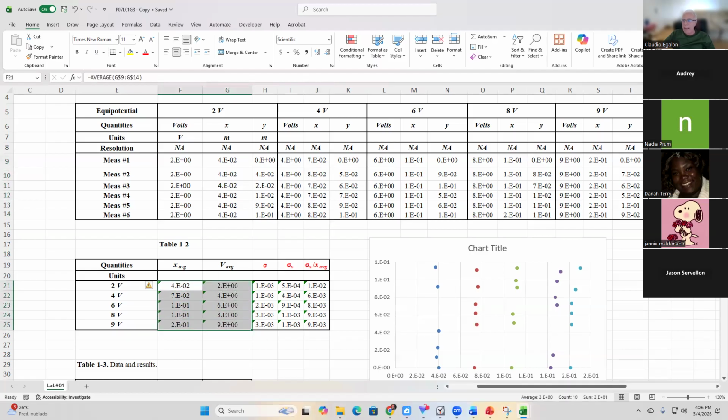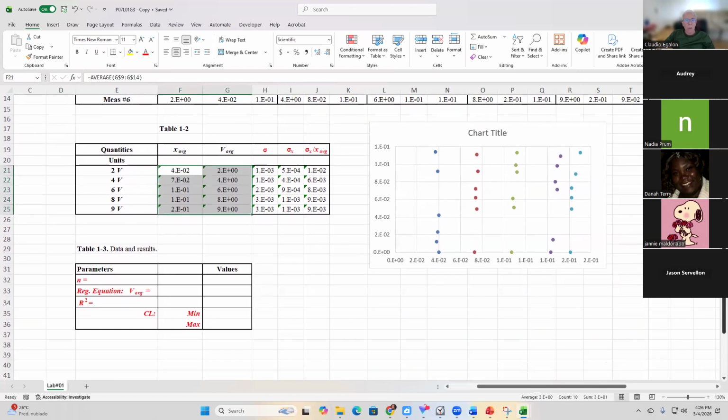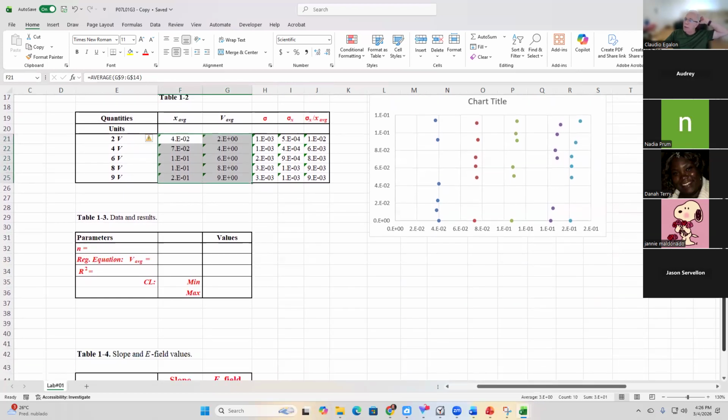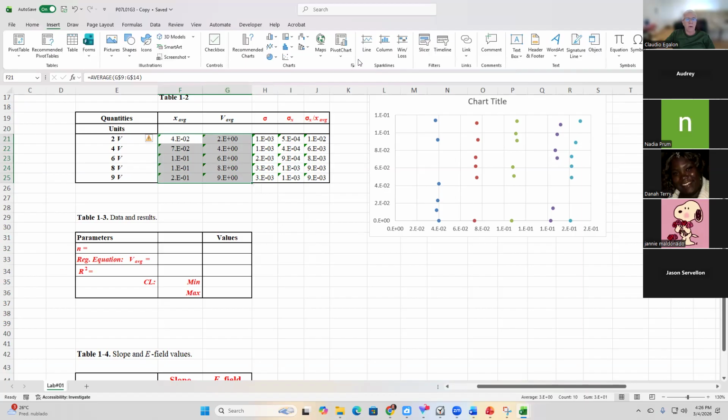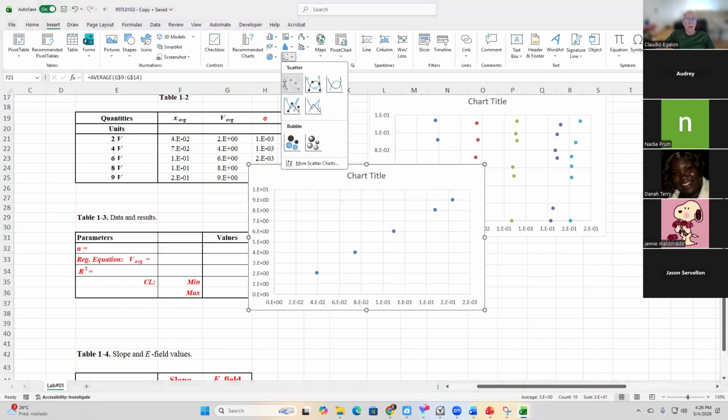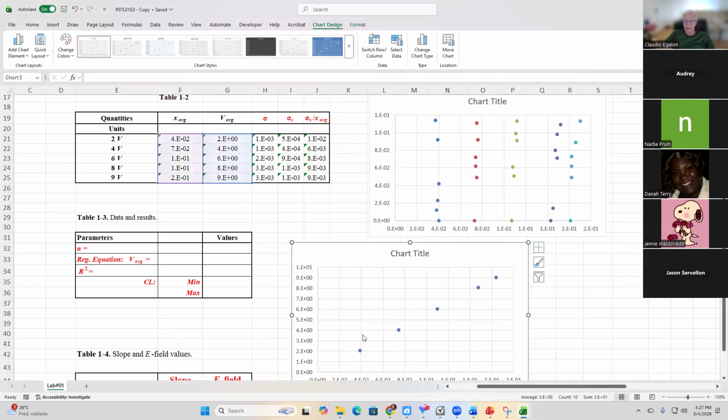When you plot it, you get exactly what I mentioned to you during the lecture. You're going to get a linear relationship between the voltage and the X position. Okay, and here you go. I'm going to insert it. Chart. Yeah, see that? It's a linear relationship. It's a linear relationship because the electric field is uniform throughout this space.